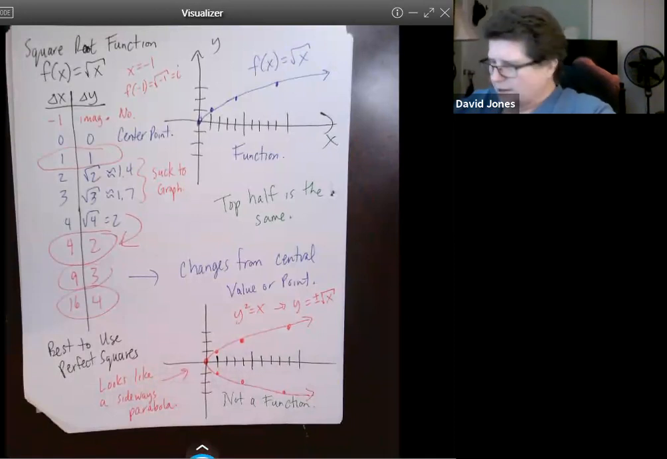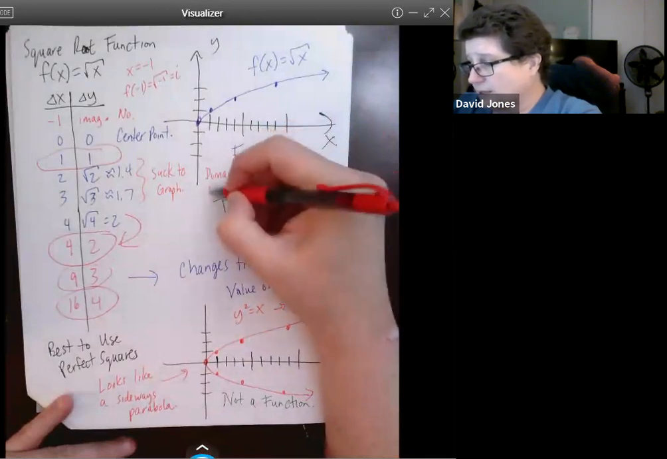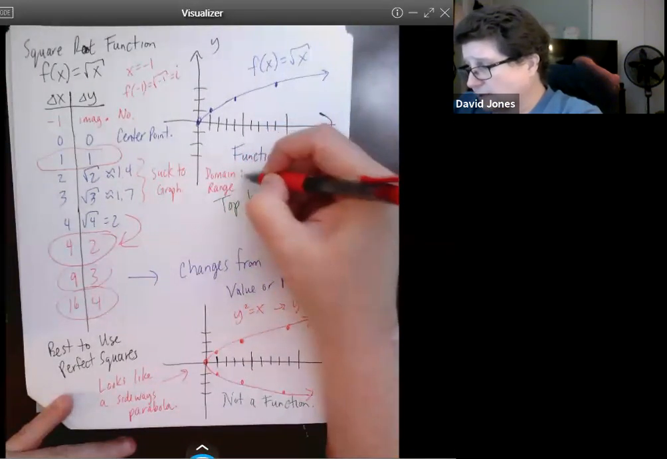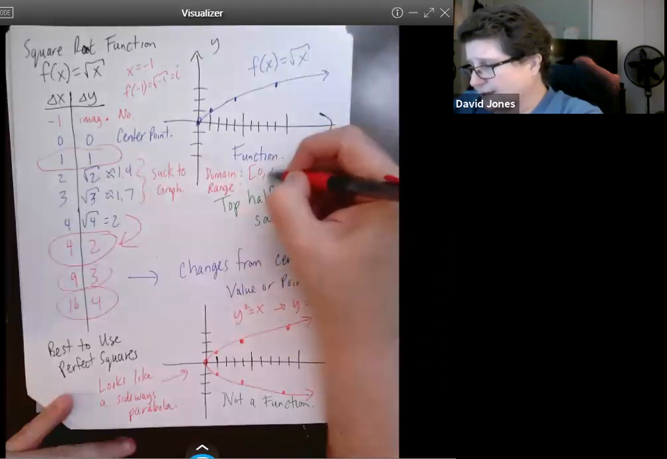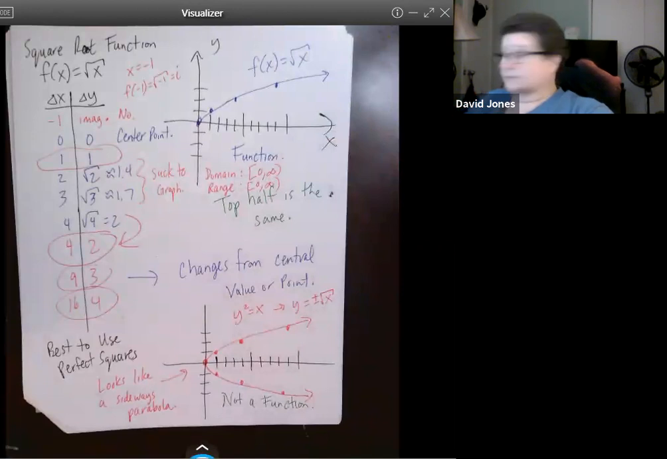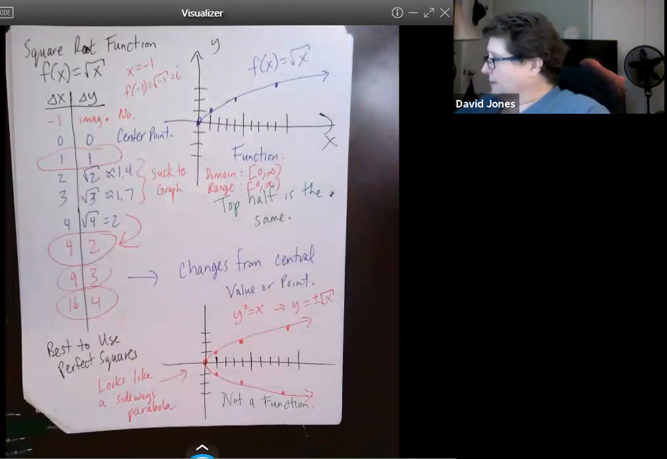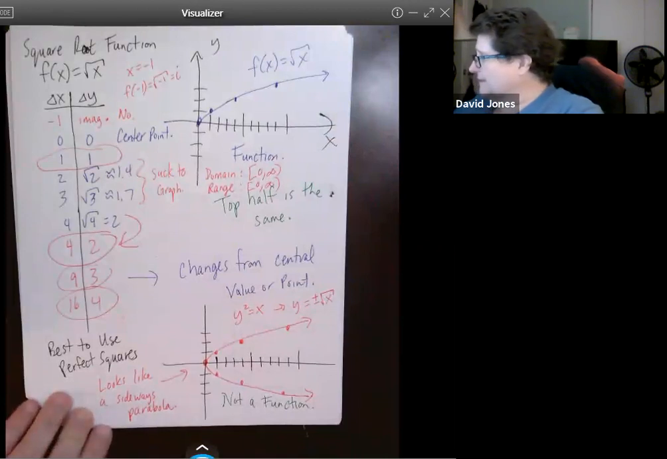If we go up here, both the domain and range go from 0 to infinity. There's no negative values on the square root function. Our next basic graph is going to be the cubic function.